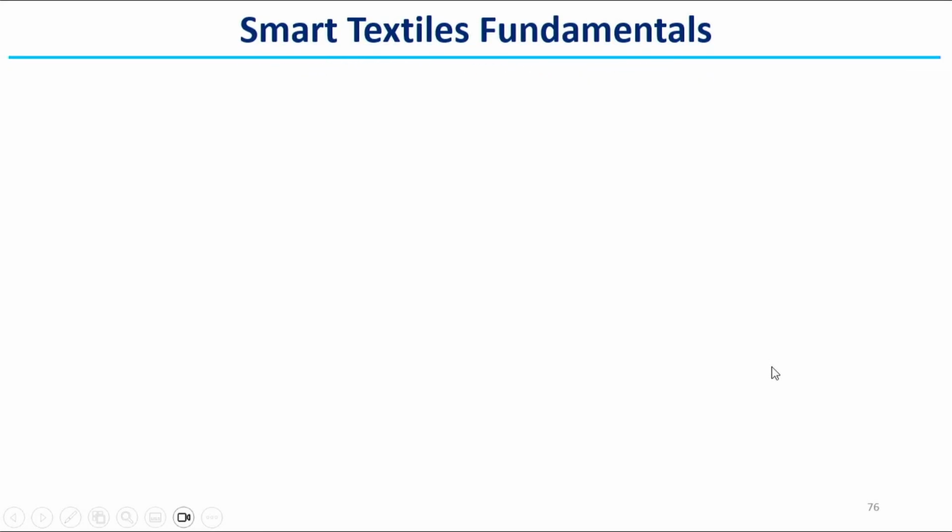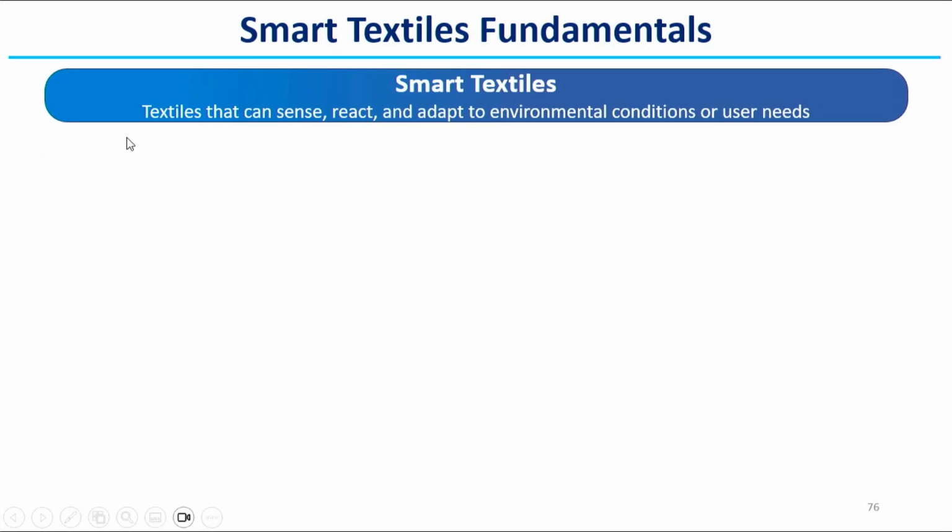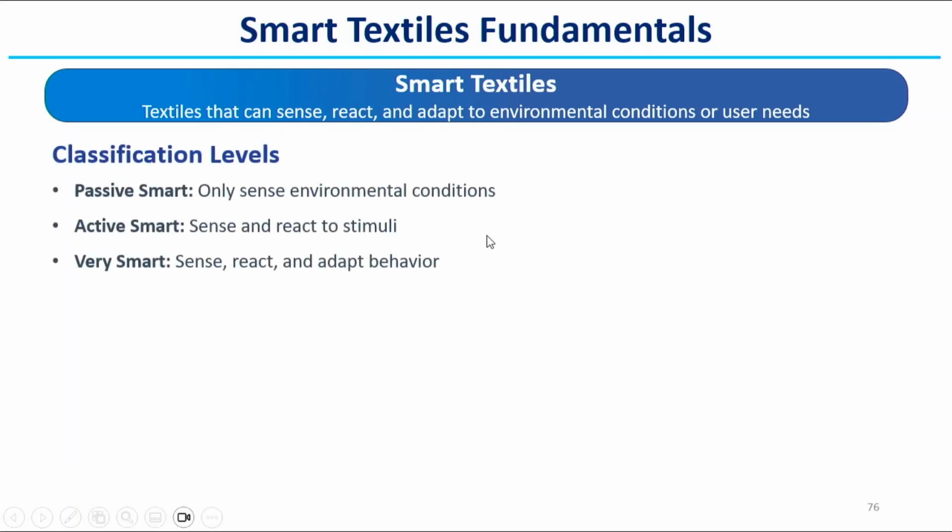Now, for extreme cold climate clothing, smart textiles are used. What are smart textiles? Textiles that can sense, react and adapt to the environmental condition for the user's need. The classification: passive smart only senses environmental conditions. Active smart senses and reacts to the stimuli. Very smart senses, reacts and adapts its behavior. So, depending on our requirement we can choose what type of smart material we want to use.